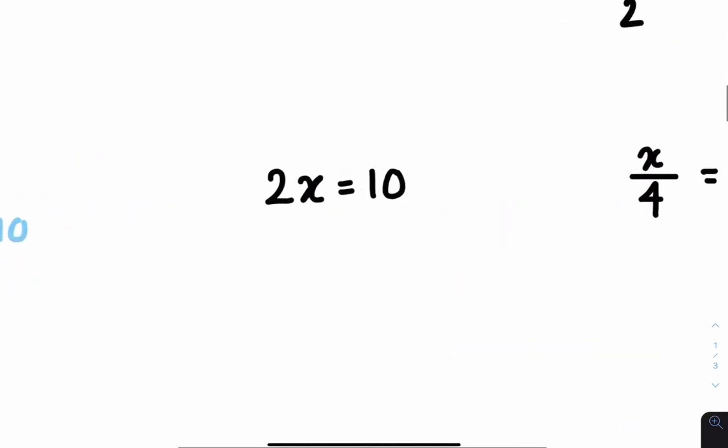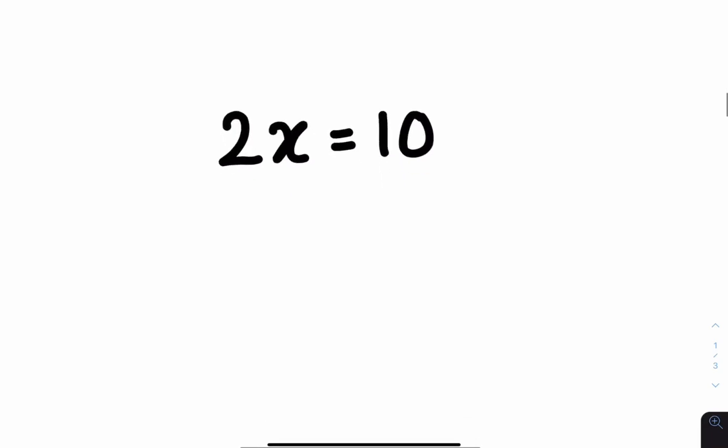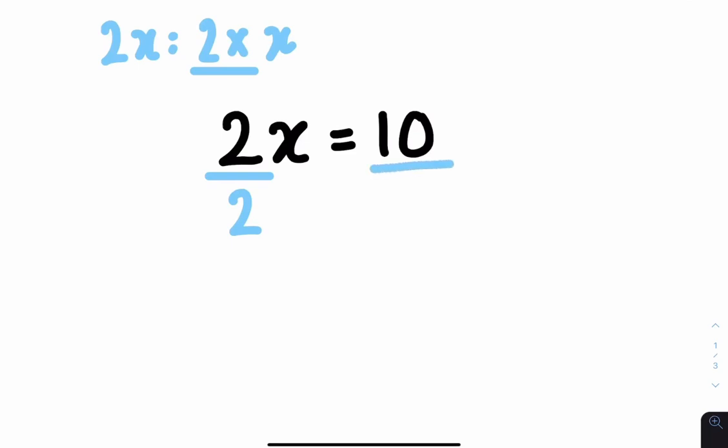So now we have 2x equals 10. Again, because you want to get x on its own, we need to somehow remove this 2. To remove it, you have to do the opposite. So rather than multiplying by 2, we divide both sides by 2. Because remember, 2x means 2 times x. So the opposite of times is divide. So whatever I do to one side, I have to do to the other side.